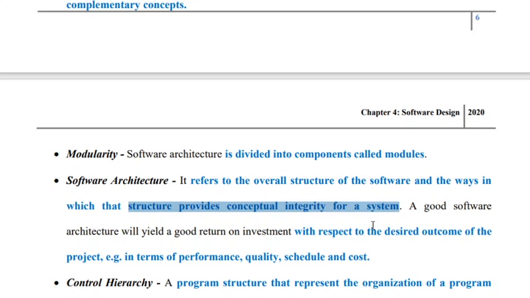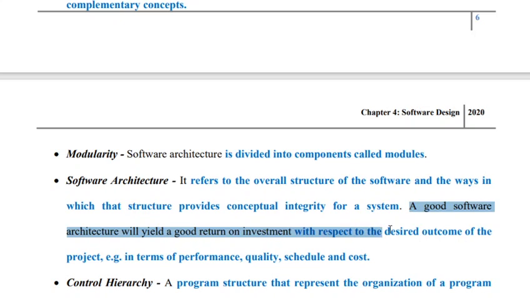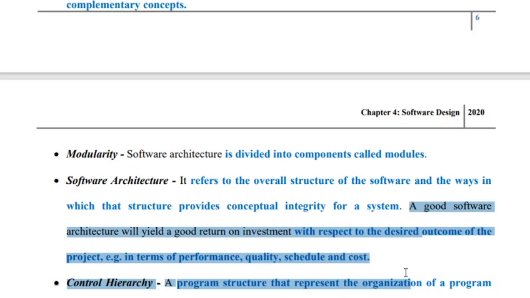Okay. Now, a good software architecture will yield a good return on investment with respect to the desired outcome of the project, right? Okay. So if you select the appropriate architecture for a system, then we can have a good return in terms of performance, quality, cost, effort, requirement, and so on and so forth.